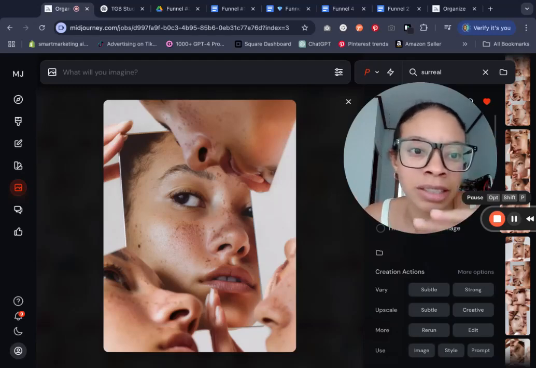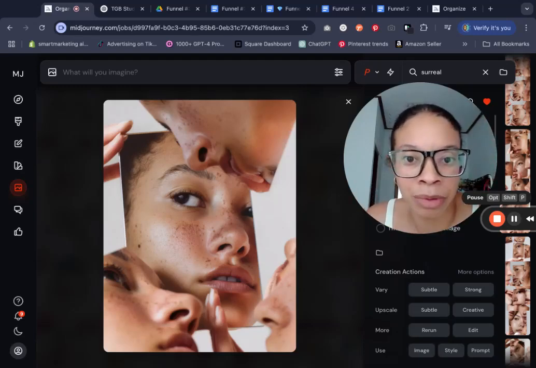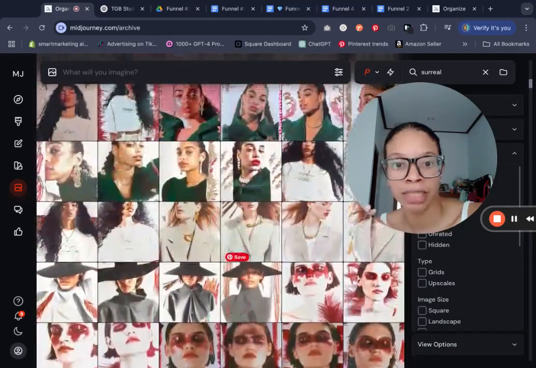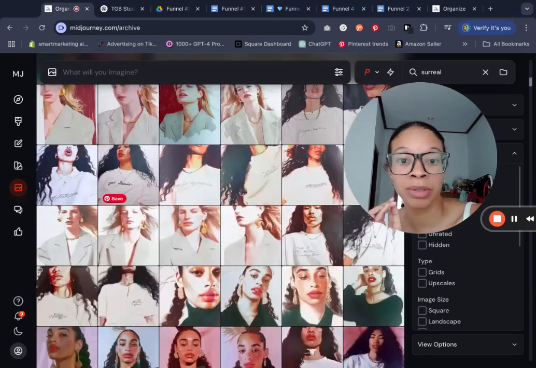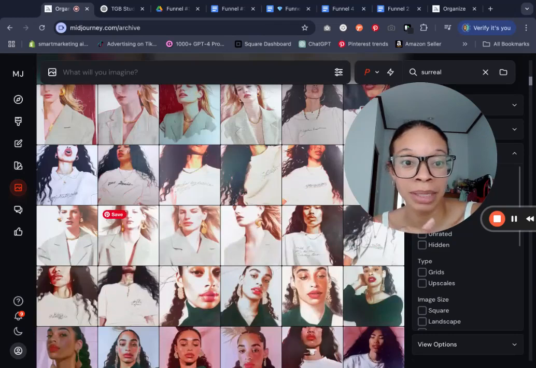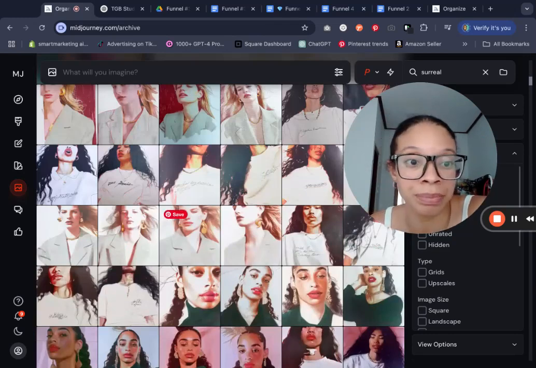So look at this, right? This is an amazing beauty editorial shot. I did a surreal collage here. This could be a whole video in itself, like how to utilize the mixed media of photorealism as well as things like embroidery and all of those kinds of things in MidJourney to create really interesting, unique images. If that interests you, let me know in the comments, and maybe I will put together a video on that.